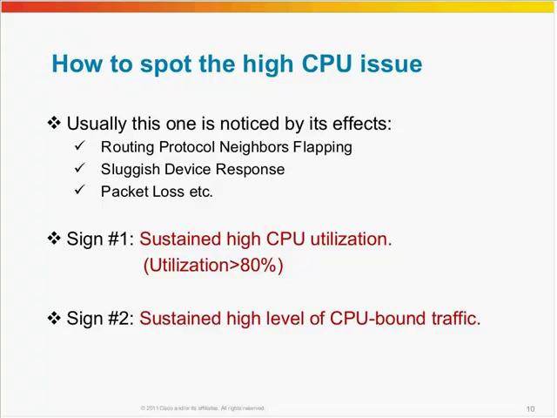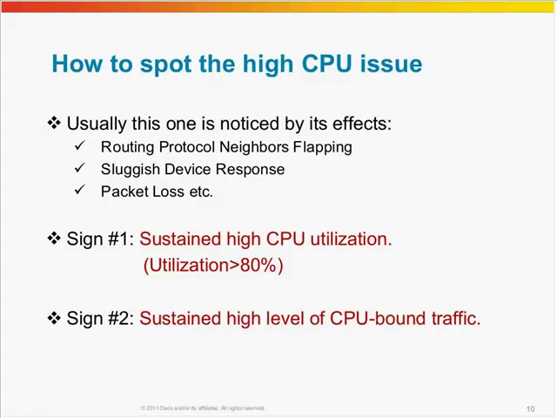Now again, it's important for us to understand whether every CPU spike is a problem or not. All CPU spikes are not a problem, but only if you see a sustained CPU utilization of around 60 to 70%, that can be considered a problem, and we need to troubleshoot it.